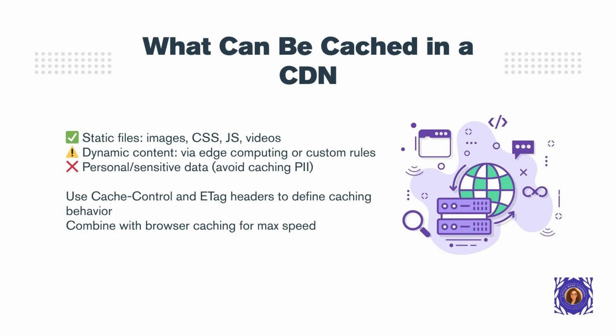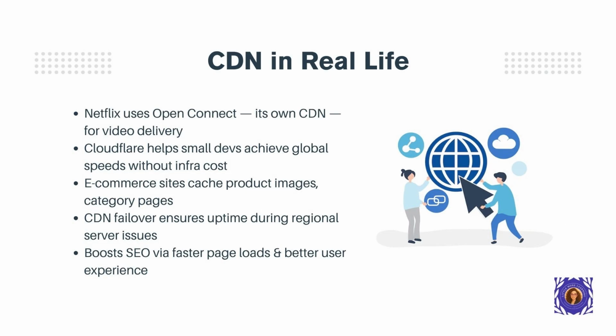To control how your content is cached, you primarily use HTTP caching headers like cache control, which specifies directives like max age for expiry, and ETag, an identifier that helps determine if a cached version of a resource is still valid. Combining effective CDN caching with client-side browser caching delivers maximum speed by ensuring content is served from the fastest possible location. CDNs are integral to the daily operation of many of the world's most popular platforms.